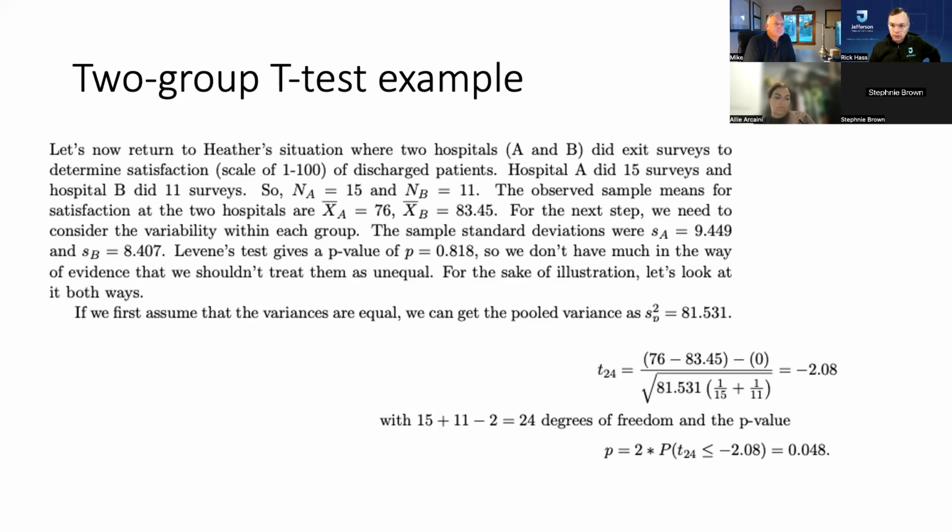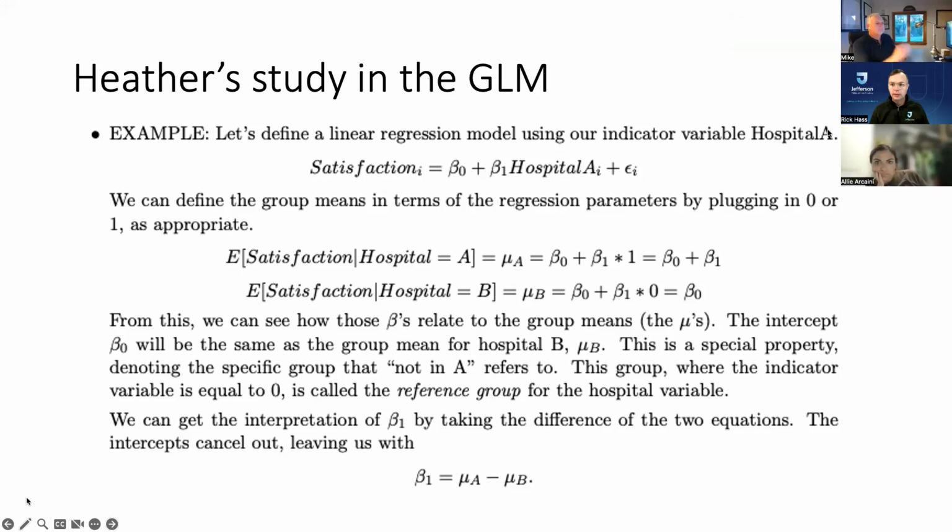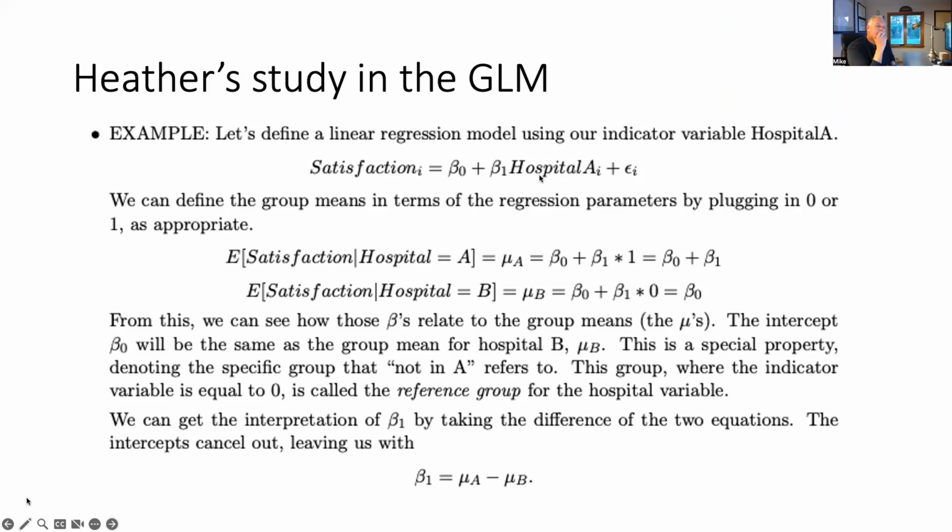Good. Could be just the healthcare model, the care delivery that's done at the hospital, right? So we might like to know that stuff. And so it behooves us to think rather in terms of a linear model for patient satisfaction, which we then use a predictor called hospital A in that model. So here we're defining a linear regression model that ends up allowing us to test the same hypothesis. Right? Let's see how this works.